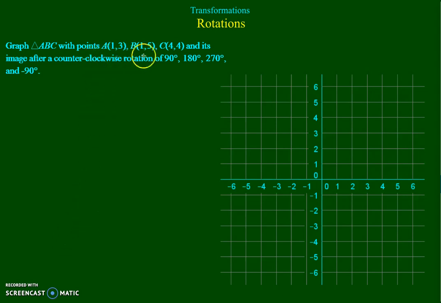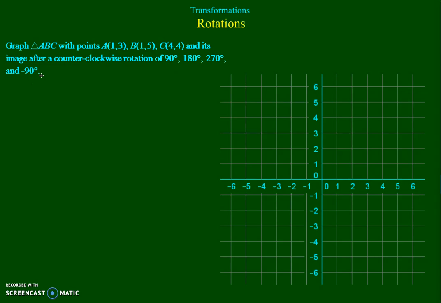Here we have triangle ABC. And we want to graph the triangle and its image after 4 separate rotations. We're going to be going counterclockwise about the origin. Doesn't say about the origin, but we're assuming so. Of 90 degrees, 180, 270, and then negative 90.